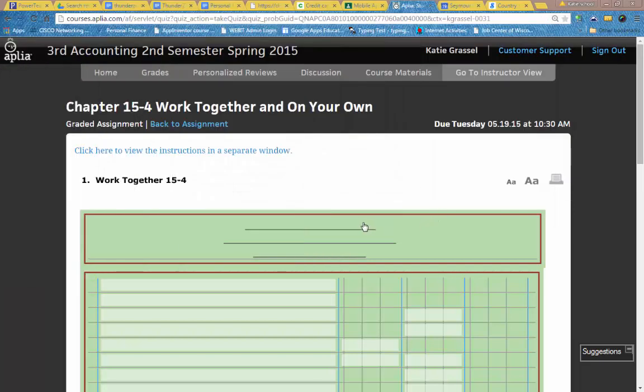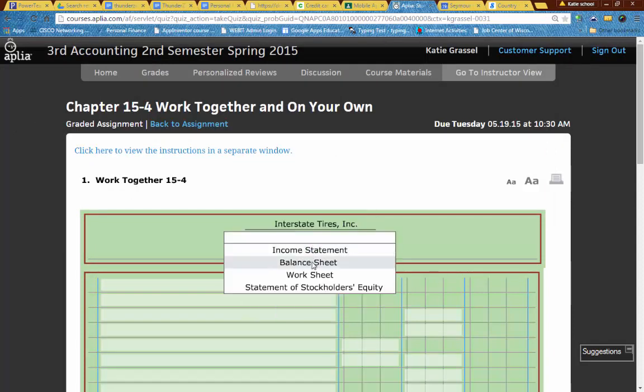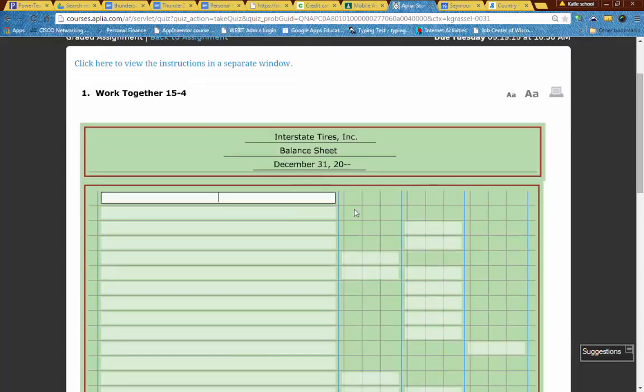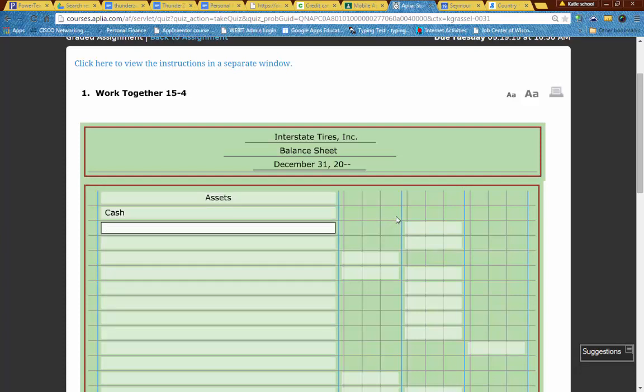So let's start at the top. Name of our business is Interstate Tire. Name of our document is a balance sheet, and the balance sheet is prepared on a specific day, so it's going to be December 31st. So they're saying on December 31st of this year, this is what my accounting equation equaled. Okay? We have three headings. The first heading we have is assets, and that gets centered on the top. And then we go through and list our first asset account, which is cash.